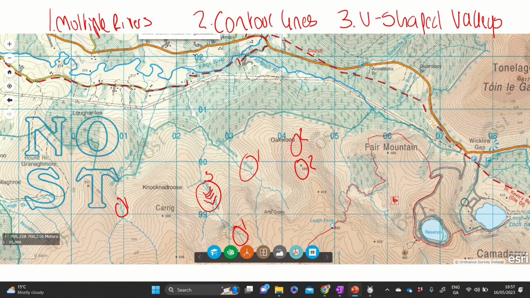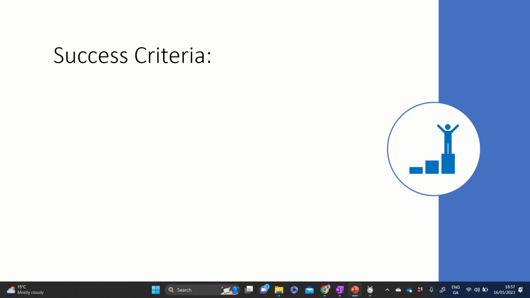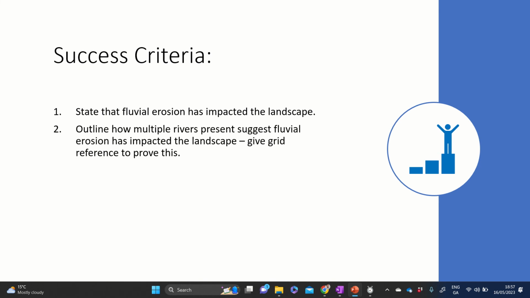Now we're going to look at some success criteria to help us answer this question. I'm going to put 10 minutes on the clock, and I'm going to ask you to write an answer to that question in your copybooks using all the knowledge that we've applied before. To answer that question, use the success criteria given to you here. The first thing you need to do is state that fluvial erosion, or river erosion, has impacted the landscape. Second, outline how multiple rivers' presence suggests erosion has impacted the landscape, and you could give grid references to prove this.